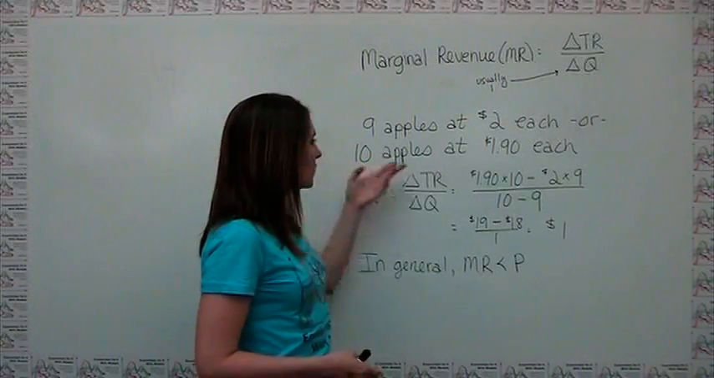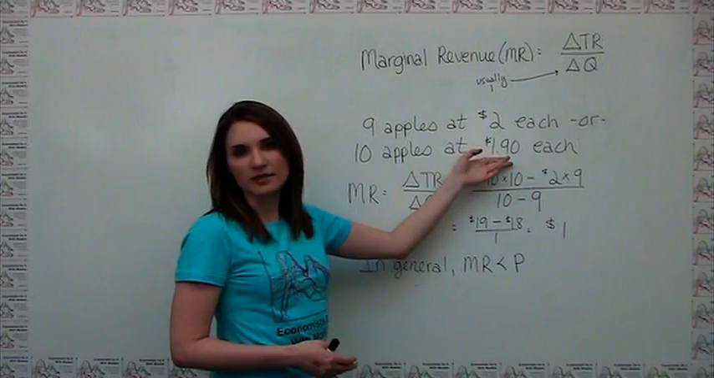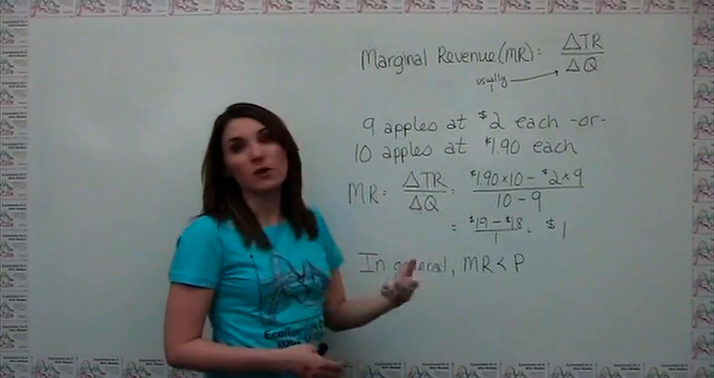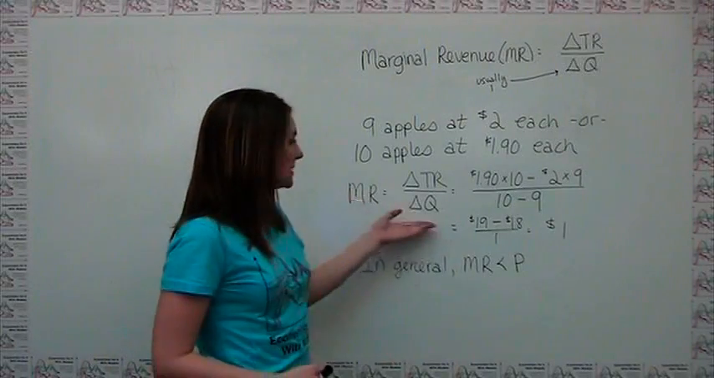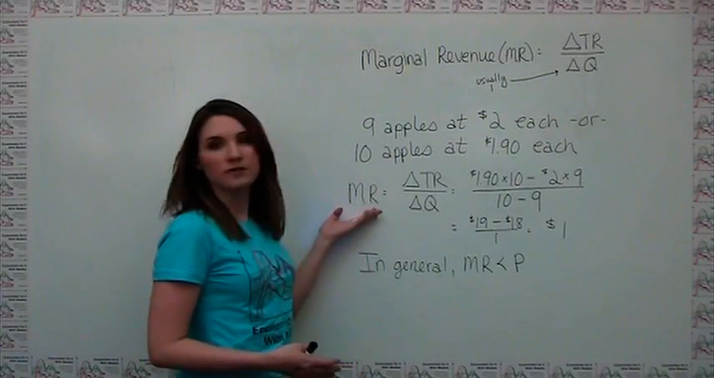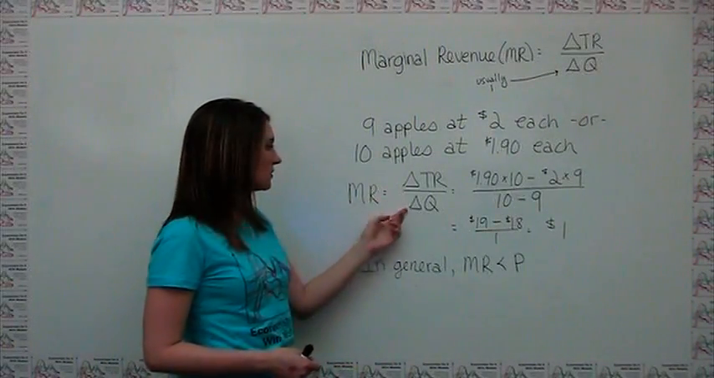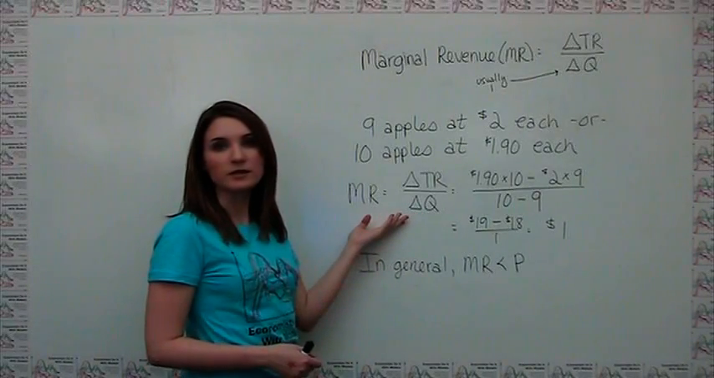So if we lower the price of the 10th unit to $1.90, we have to lower the price of all of the units to $1.90. So we see what happens here. Marginal revenue, again, is just the change in total revenue divided by the change in quantity.